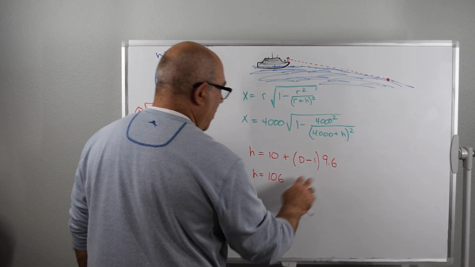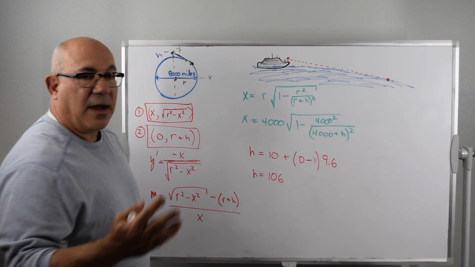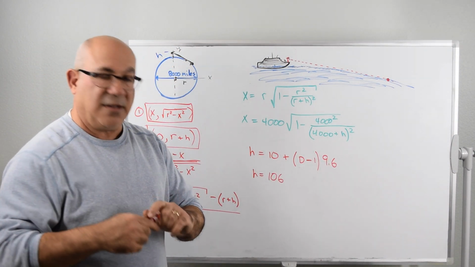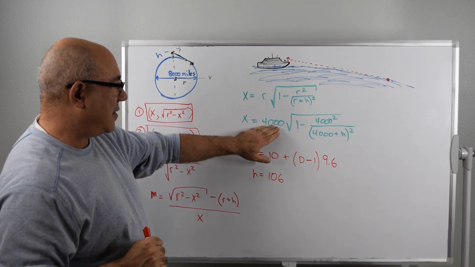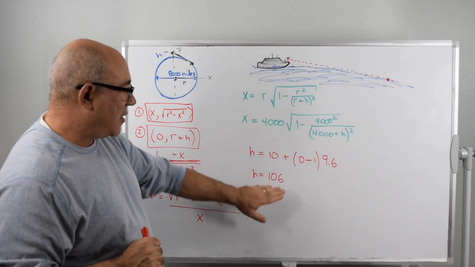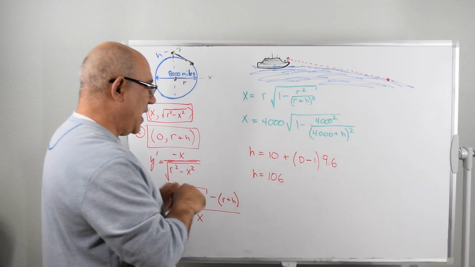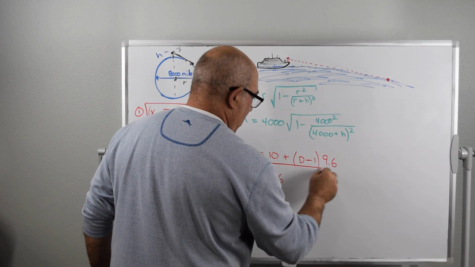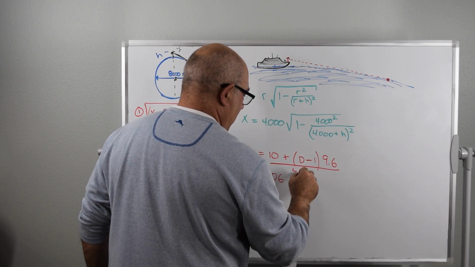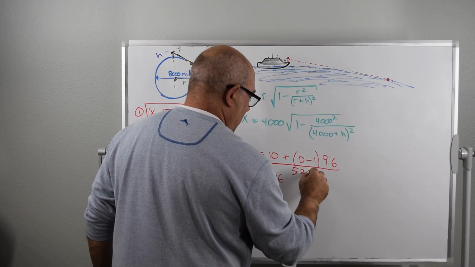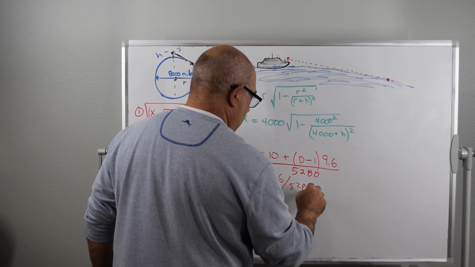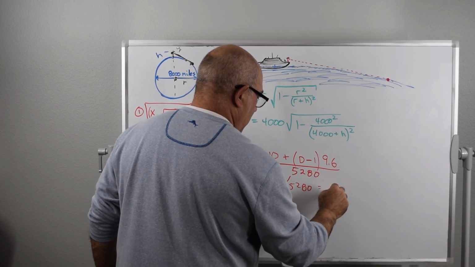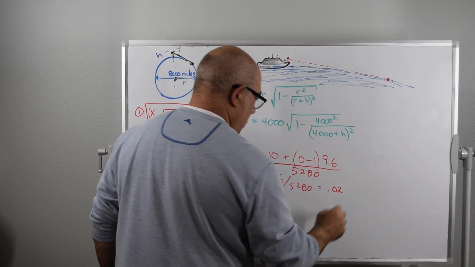So if you plug 106 in here, what do you think will happen? Well, I'll tell you, you get the exact wrong answer. And that's because this is in feet and this is in miles. So we have to convert this to feet. All right, so H is going to be all of this divided by 5,280, which equals 0.02.